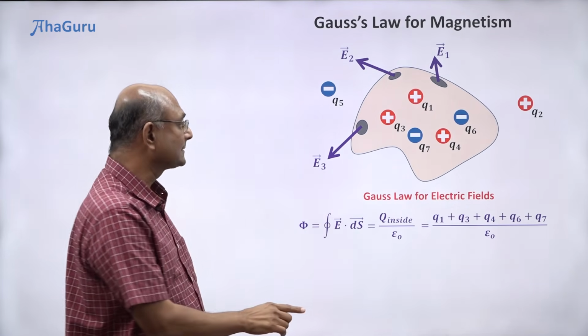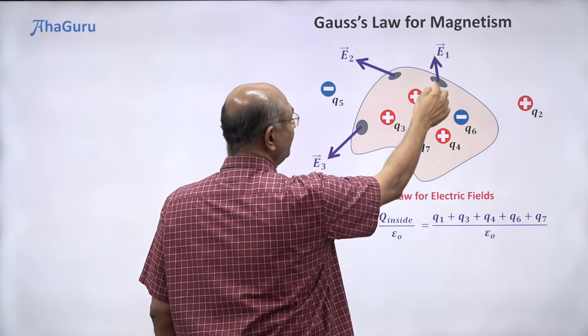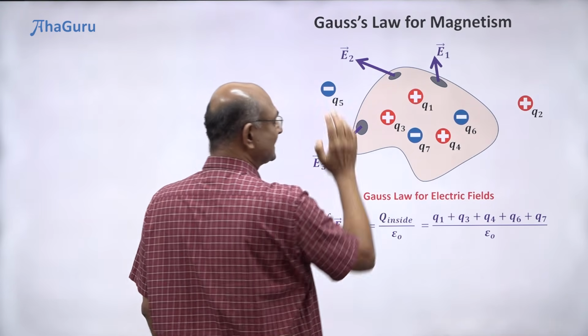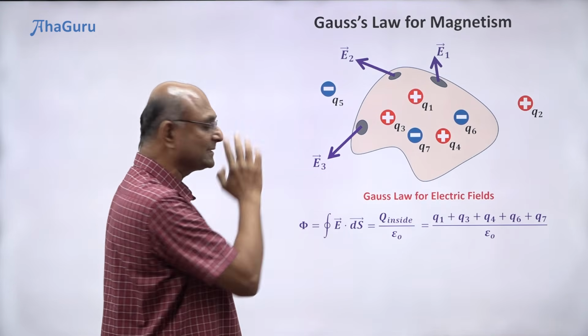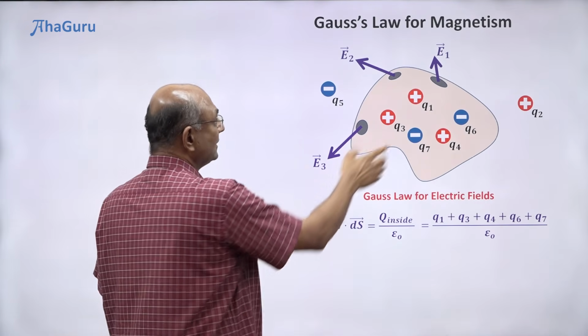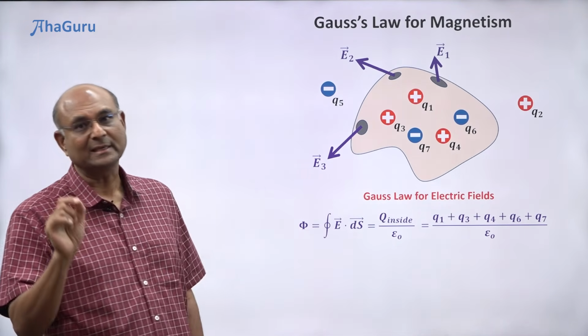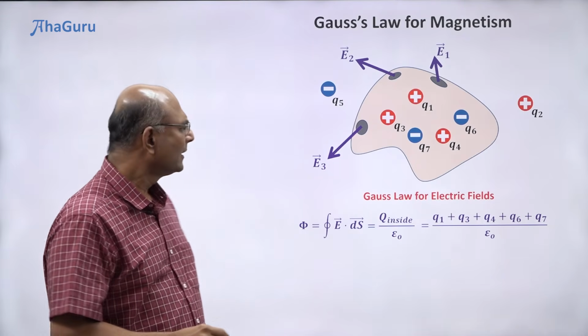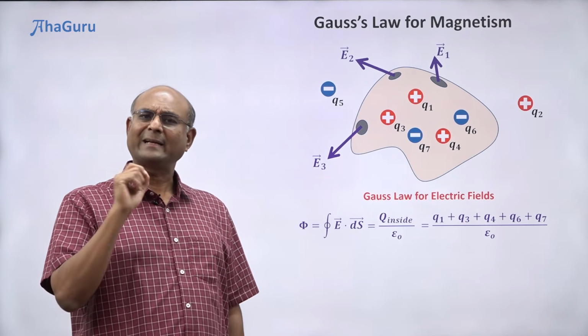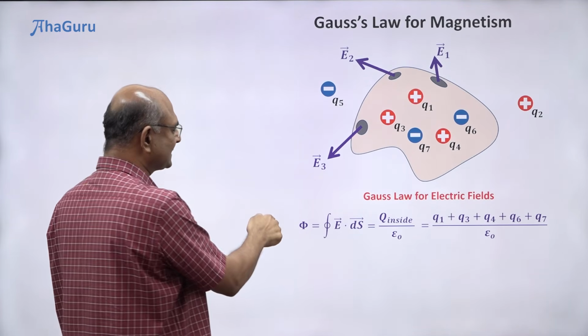The flux at a particular location depends on charges outside and charges inside, because the electric field depends on outside and inside charges. But the total flux for the entire surface only depends on the charges inside. Okay. What exactly is Gauss law really telling us? Let's think about it. What is this flux?